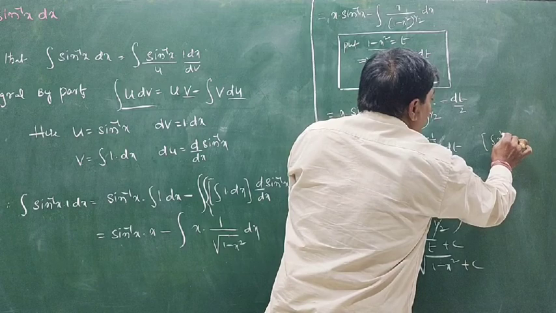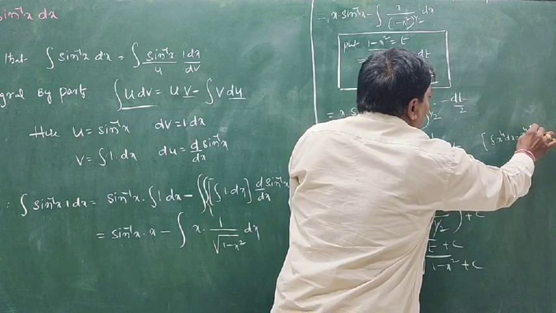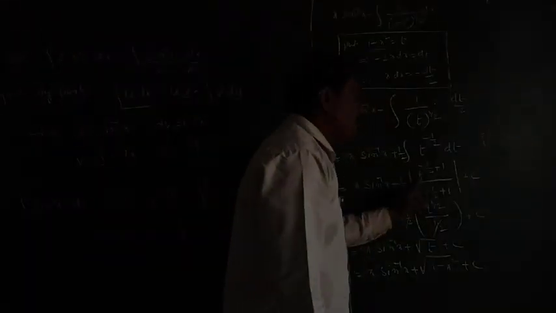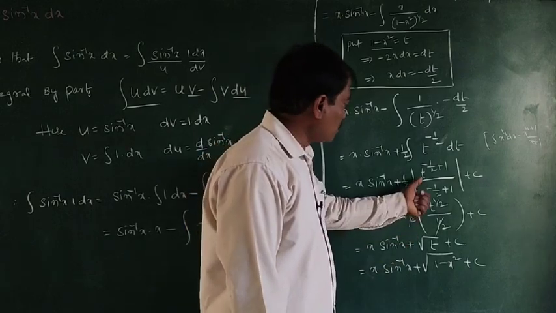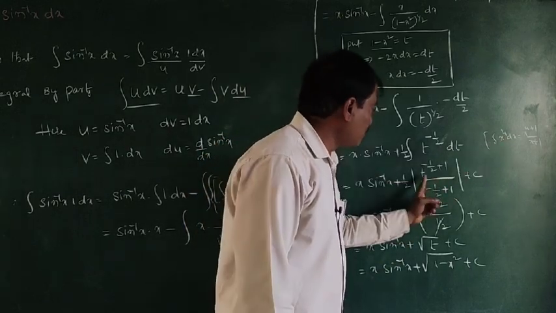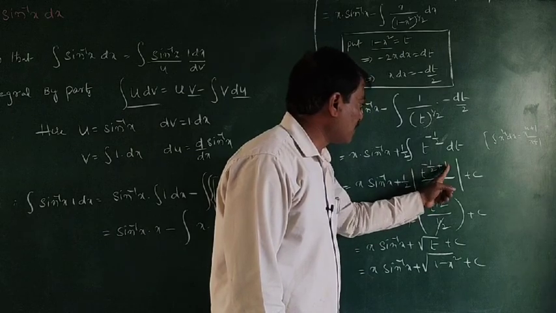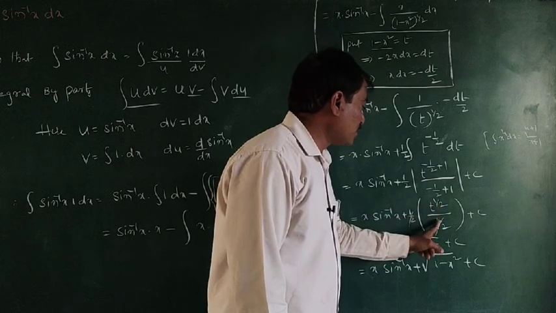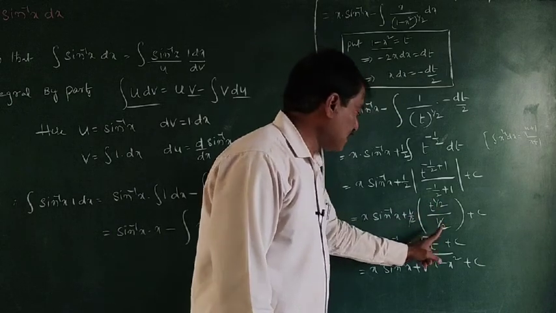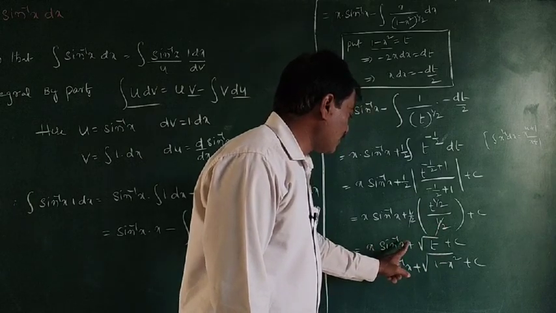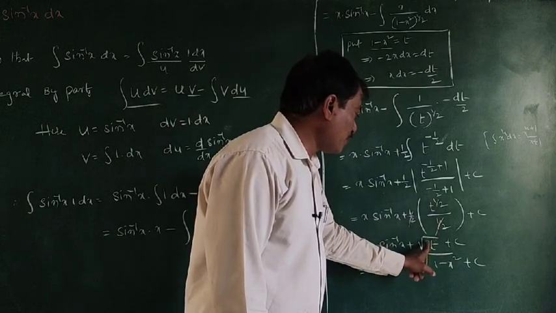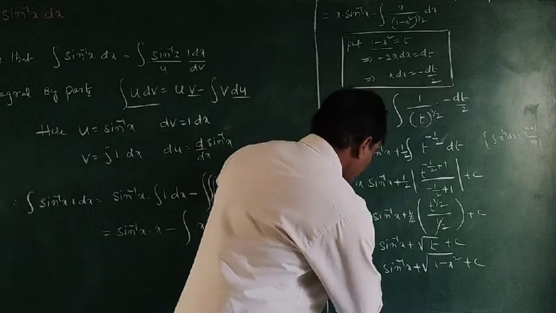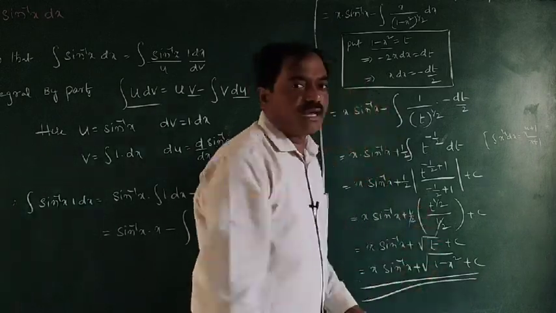We know that the integral of x to the power of n dx equals x to the power of n plus 1 by n plus 1. Using this formula, the integral gives t to the power of minus 1 by 2 plus 1 by n plus 1. Minus 1 by 2 plus 1 we get 1 by 2, and the denominator is also 1 by 2, so this 1 by 2 and this 1 by 2 cancel. Then we write x sine inverse of x plus, t power 1 by 2 means root t. But we have to substitute the original value, where t equals 1 minus x square. So now this is the integral value of the given problem.